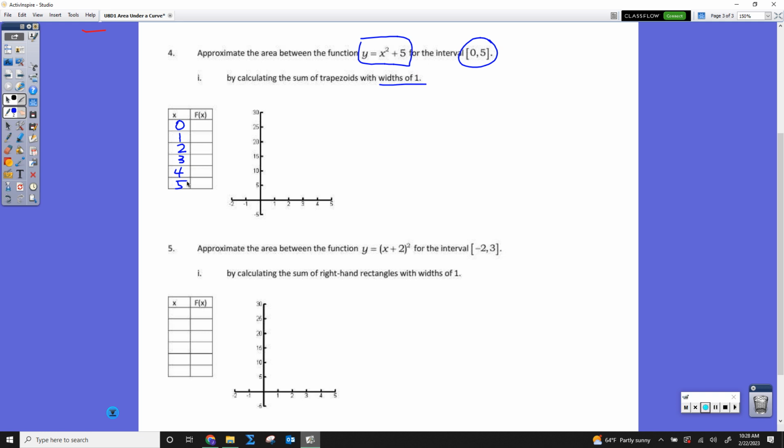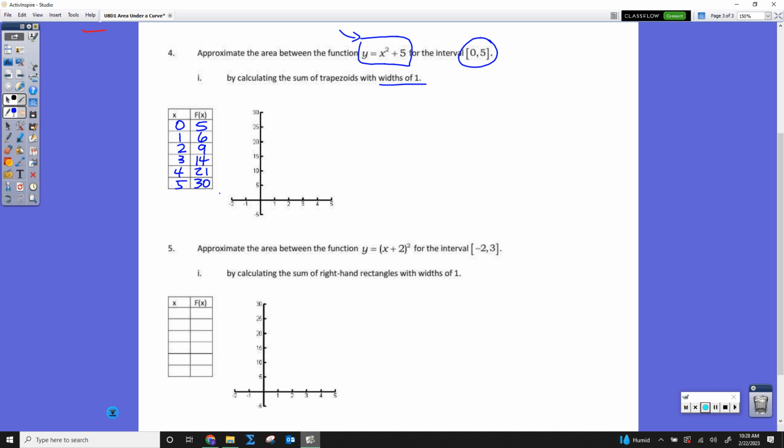And then to determine our f of x values, or y values, we just take those and plug them in. So we're going to plug 0 into our equation for x, which would be 0 squared plus 5. So 5. Then we'll plug in 1. 1 squared is 1, plus 5 is 6. 2 squared is 4, plus 5 is 9. 3 squared is 9, plus 5 is 14. 4 squared is 16, plus 5, which is 21. 5 squared is 25, plus 5, which would be 30.